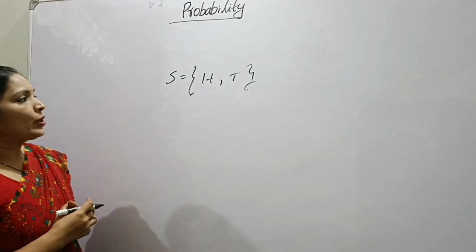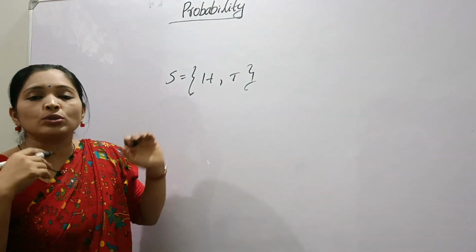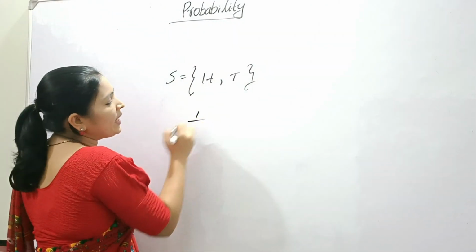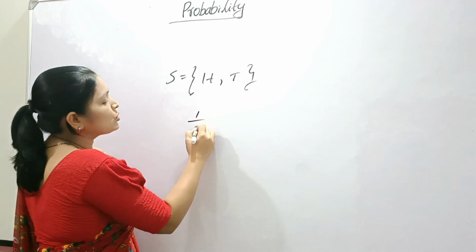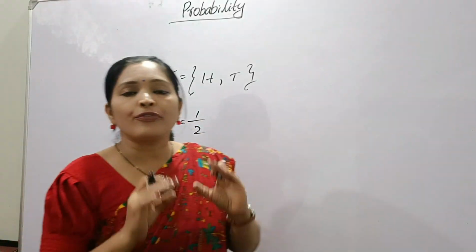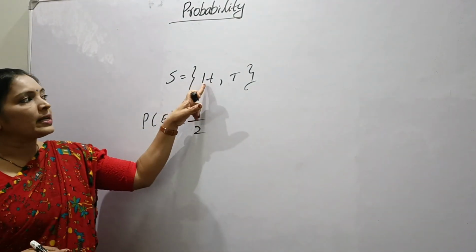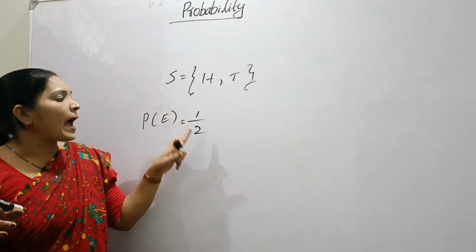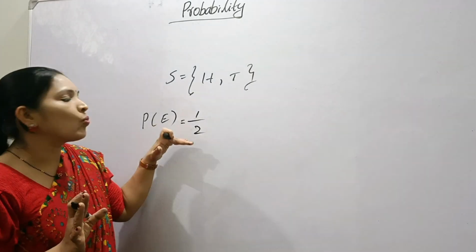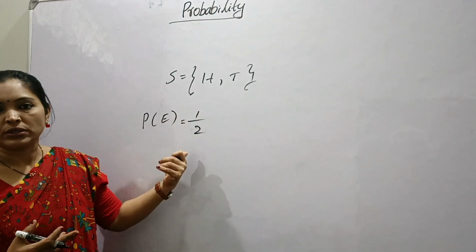H and T, right? So here, what is the chance of getting head? There are two possibilities, so the chance of getting head is only one H, divided by the total number of outcomes, 2. We have studied that probability is nothing but the number of favorable outcomes divided by the number of total outcomes, right? So here the number of favorable outcomes is 1 and the number of total outcomes is 2. Therefore, the probability of getting head is 1 by 2. What about the probability of getting tail? That is also 1 by 2, right?